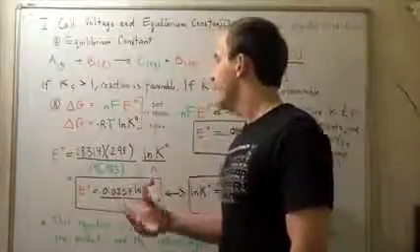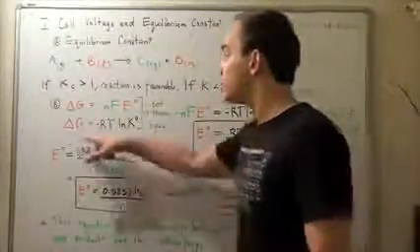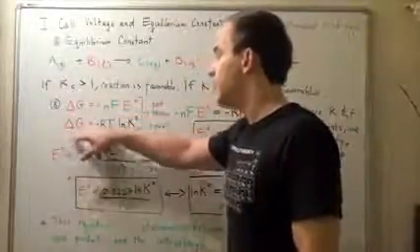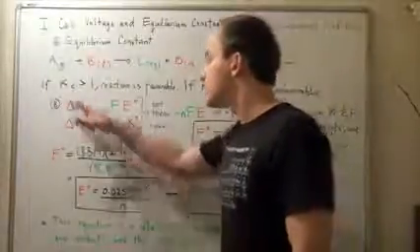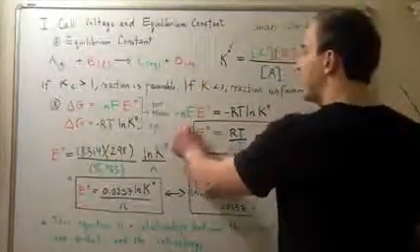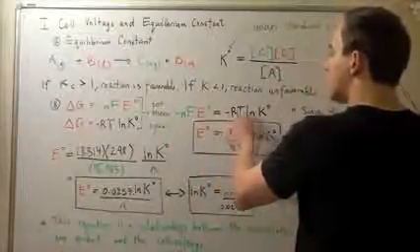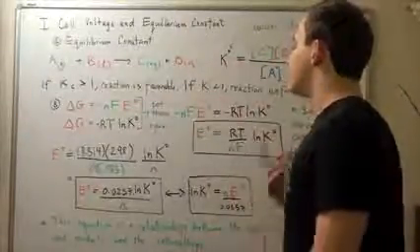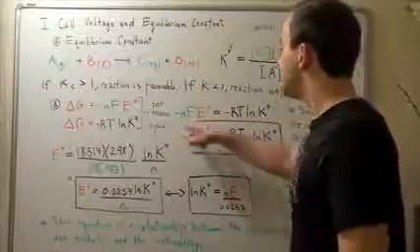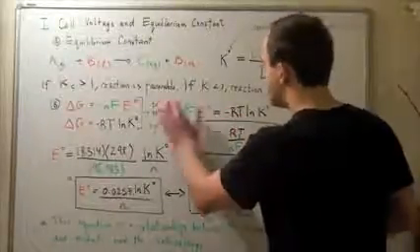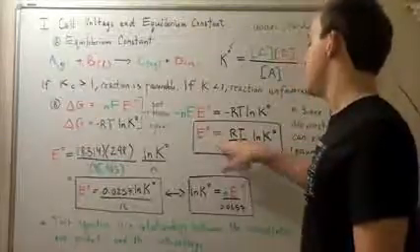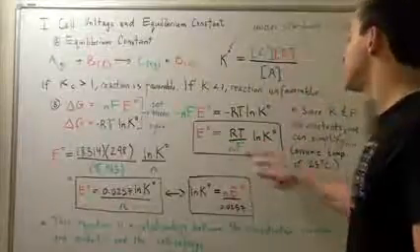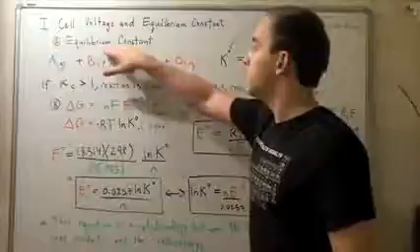Now what we can do is set these equal. Why? Because both expressions equal the same thing, namely change in Gibbs free energy. So we get negative nF times E equals negative RT natural log of K. We can rearrange this and solve for our cell voltage. The negatives cancel, and we bring the n and the F to this side, and we get our cell voltage equal to the gas constant times temperature in Kelvin divided by moles of electrons times Faraday's constant, times natural log of our equilibrium constant.